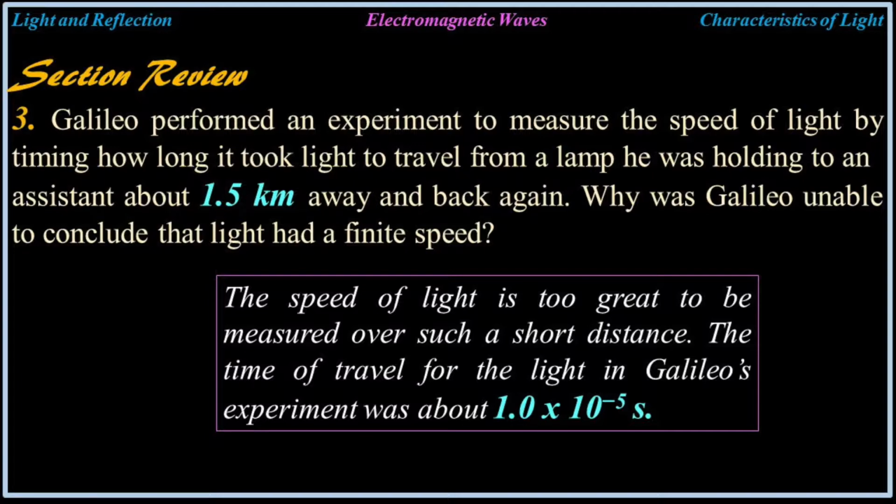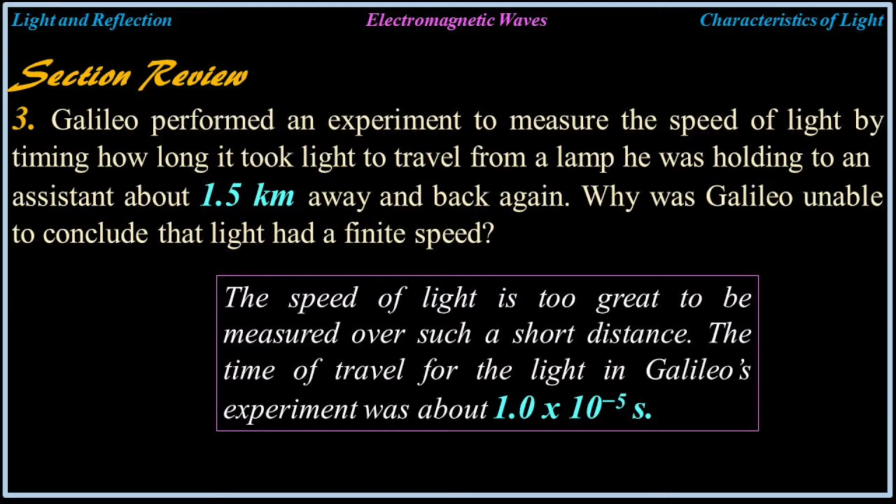The time of travel for the light in Galileo's experiment was about 1 times 10 to the negative 5th seconds. We just didn't have the instrumentation back there to make such close approximations to that amount of time. So it was fairly difficult.